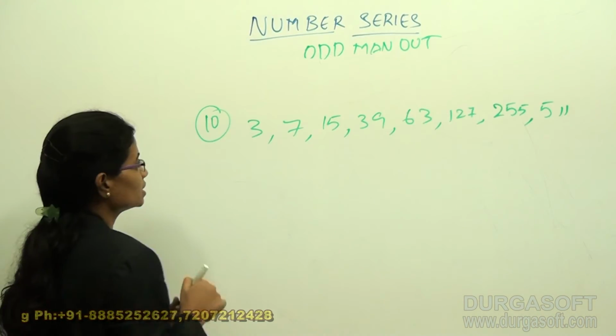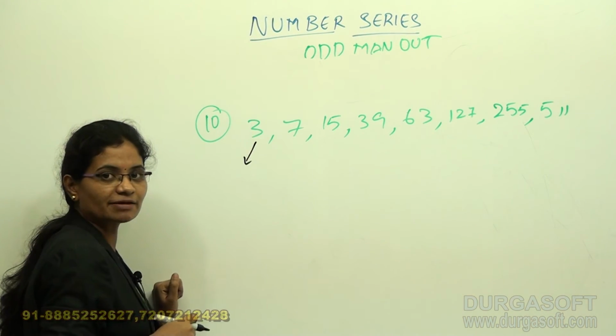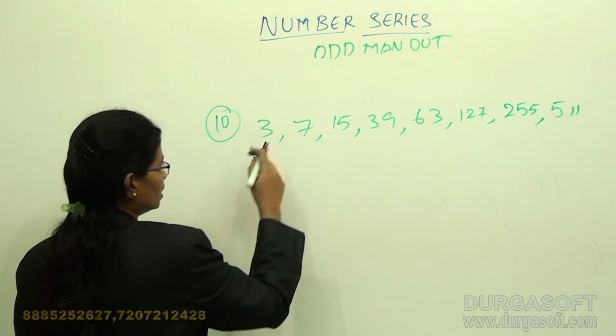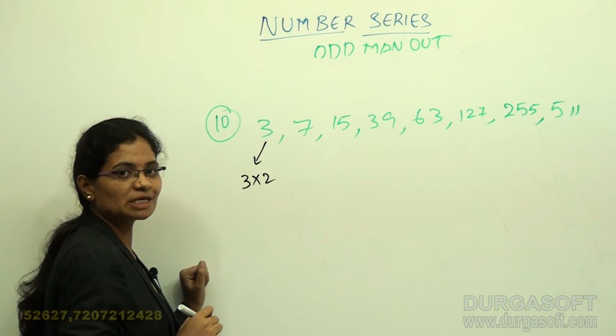Let's see the next problem. Just see how we can get 7 by using 3. If you see 3 into 2, it is giving me 6.